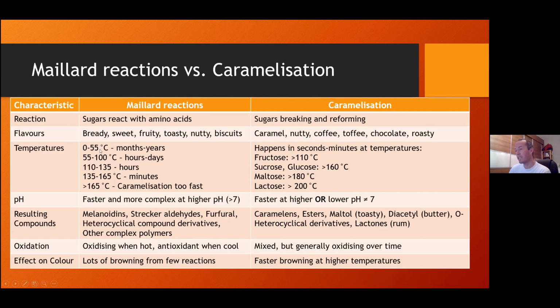The higher the temperature, the quicker it happens, up to a point, and there's a sweet spot here at about 135 degrees for a few minutes. When you go over 165 degrees, the caramelization is basically the sugar just falling apart. Those reactions we were talking about just cannot happen anymore because the caramelization takes over and it's just too fast.